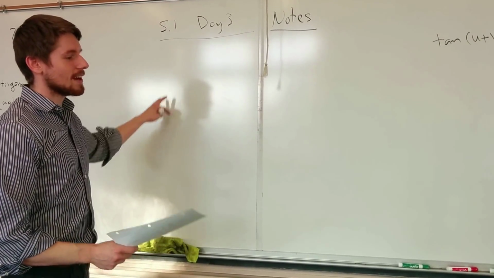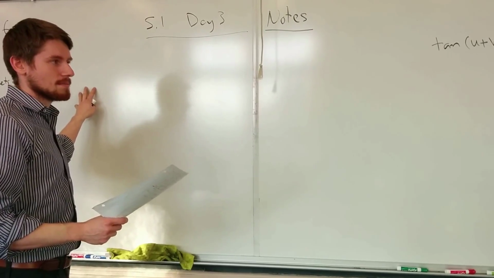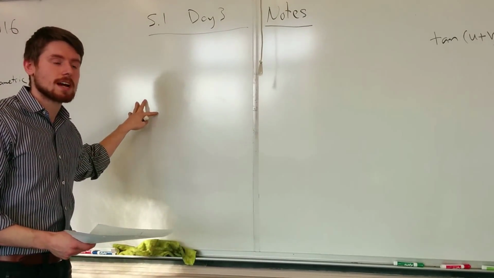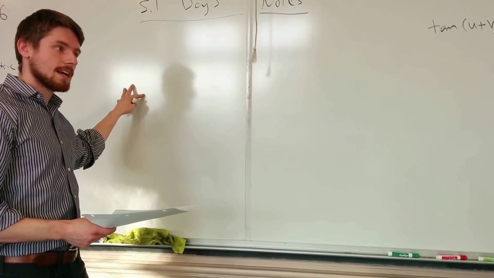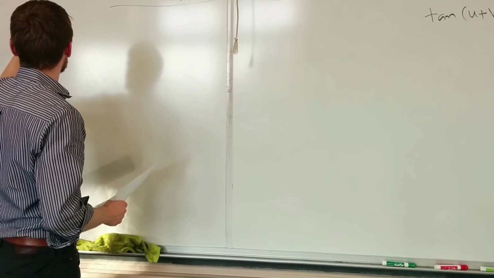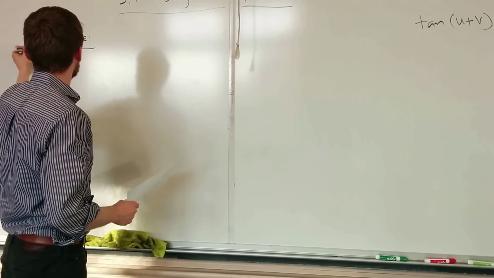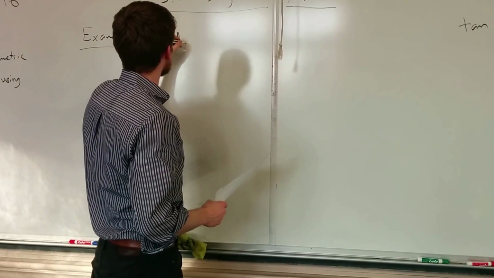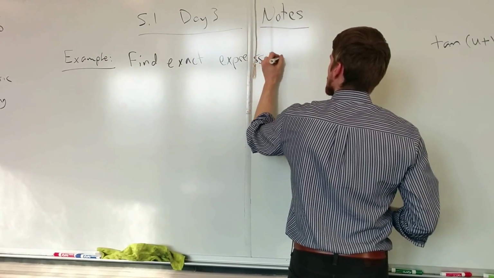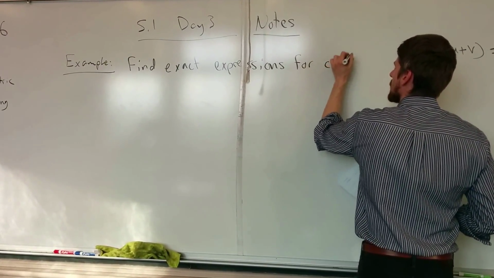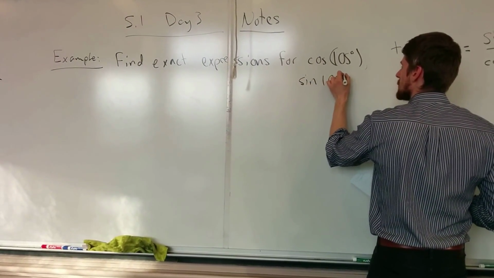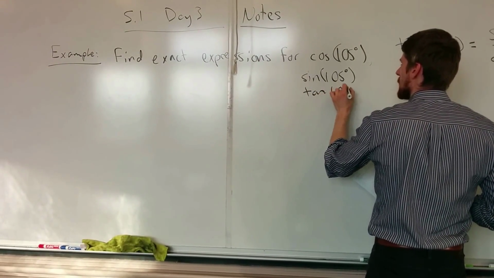Okay, so now that we've got our identities, I erased them, but you have them written down now. Let's apply them to figure out an exact value for cosine of an angle, sine of an angle, and tangent of an angle that we haven't been able to find before. We're going to find exact expressions for cosine of 105, sine of 105, and tangent 105.